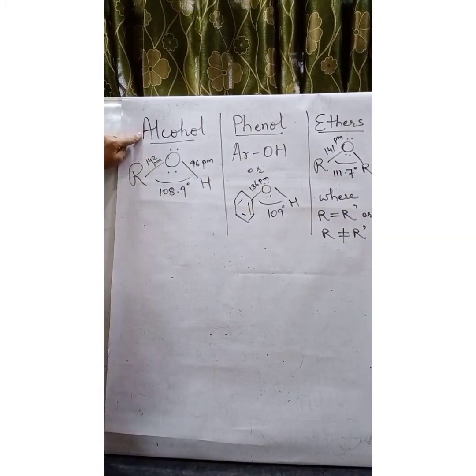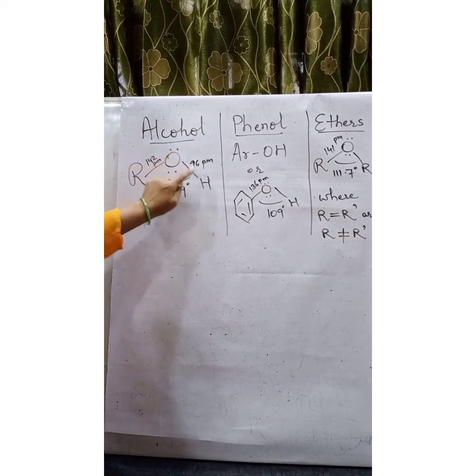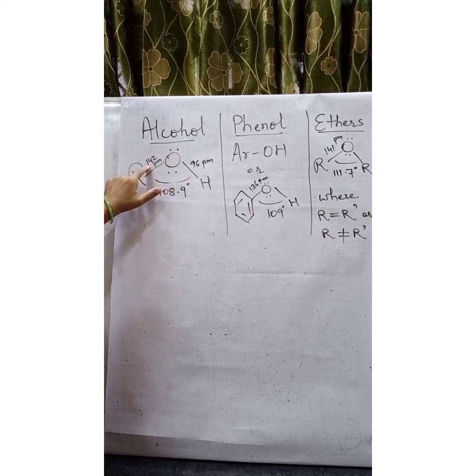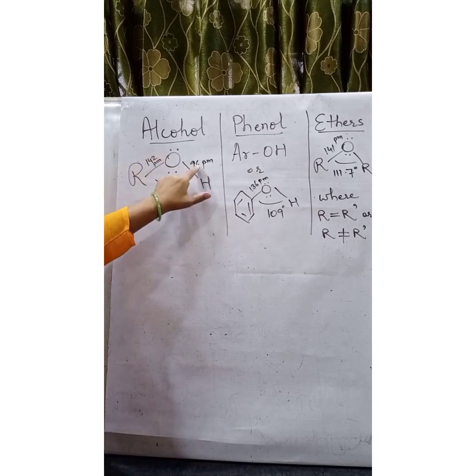In this video, we will study about alcohol, phenols and ethers, their classifications and methods of preparations. Alcohol is represented by the formula ROH. The bond angle between them is 108.9 degree. RO bond length is 142 picometers and OH bond length is 96 picometers in alcohol.